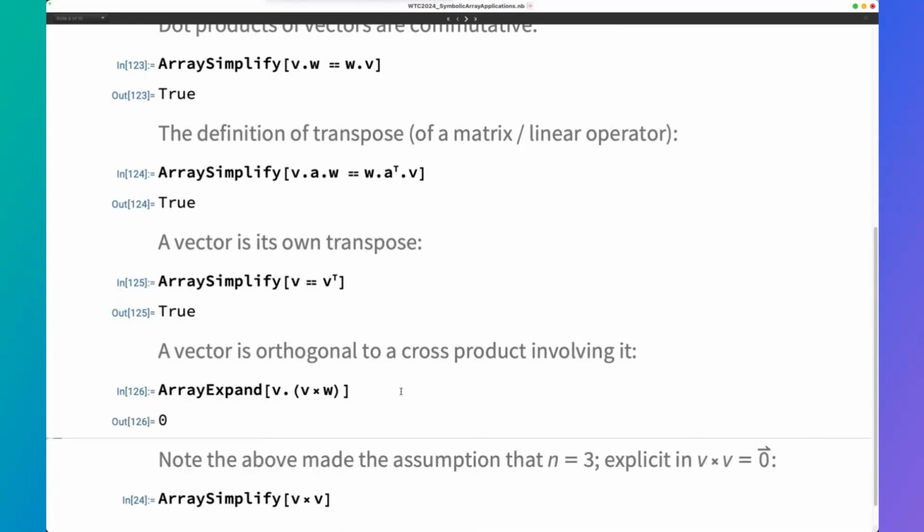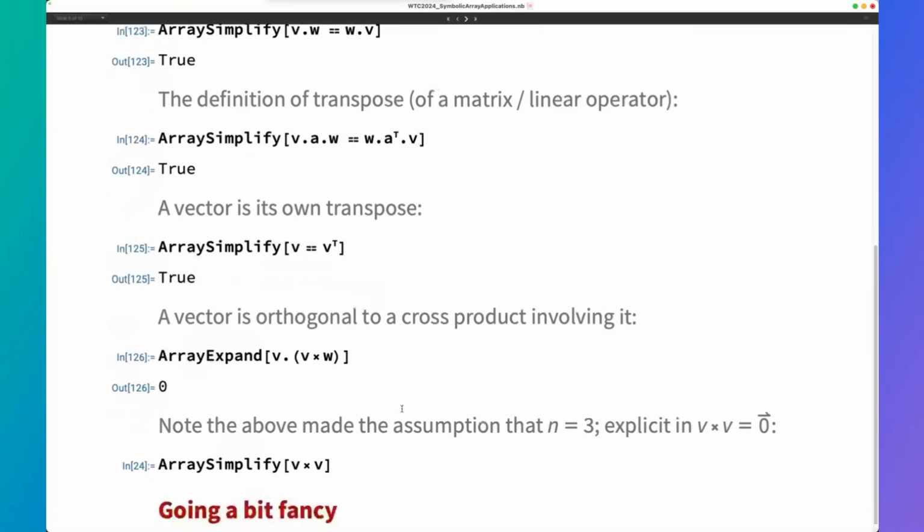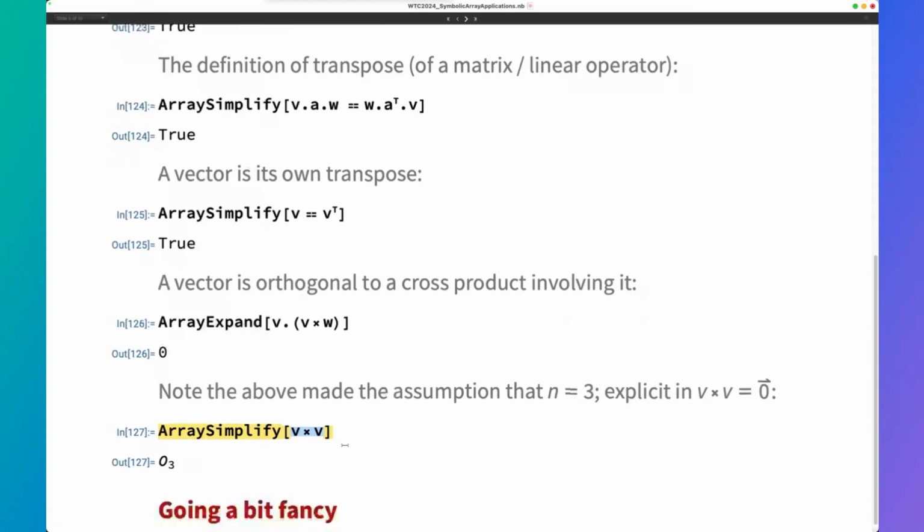Now, note that this implicitly made an assumption, namely that n is equal to 3. This assumption is made explicit if you just simplify the cross product of a vector with itself. Why is that? Well, these functions assume that their arguments are well defined. So we didn't tell it that n is not equal to 3. And so it's like, well, since this is a cross product of two vectors, you must be in 3 dimensions, and so n must be equal to 3. And we see that in this result.